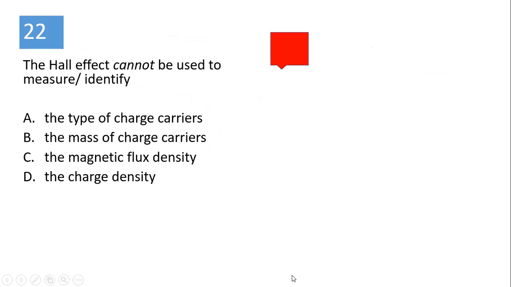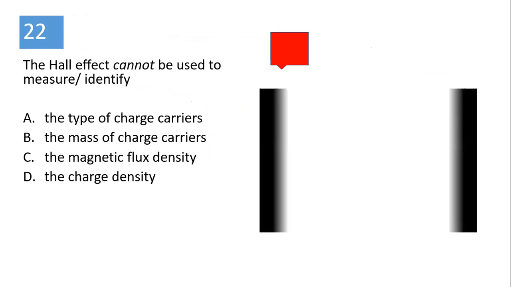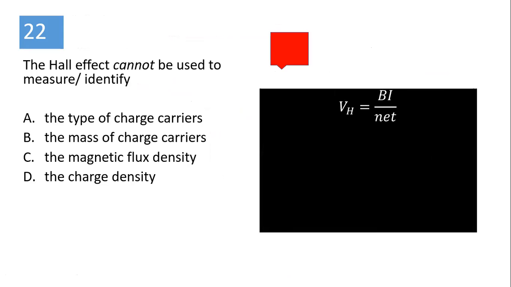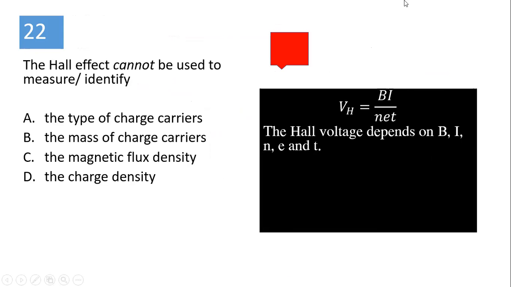Hall effect cannot be used to measure or identify. Right? Go to the formula, BI, NET. Anything in the formula can be measured. You can measure B, voltage, I, E. Thickness you can measure of the whole probe, so N can be measured. There's nothing about mass here. So how to measure mass? Cannot.